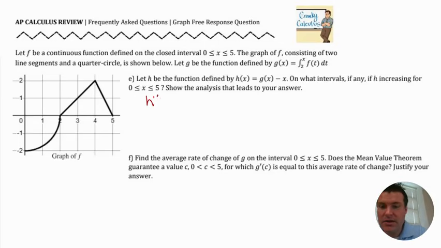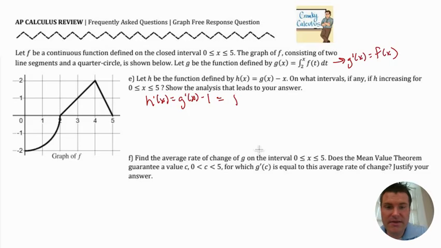So h prime of x is equal to the derivative of g, which is g prime of x, minus 1. Now, if you remember, we solved for g prime earlier. G prime we know is just f of x. So this is the same thing as f of x minus 1. So if we're trying to see when this is increasing, we need to find out when h prime is 0, and we'll make a sign chart and see what's going on from there.